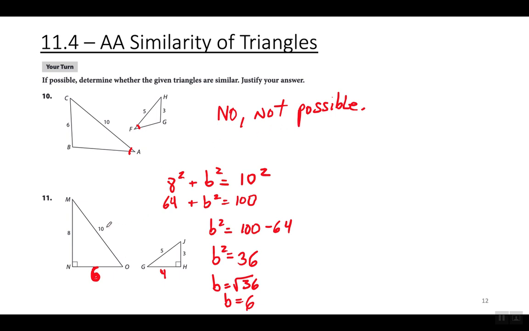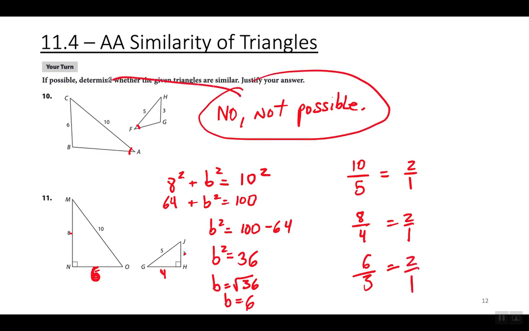All right, so the hypotenuse, I compare it to the hypotenuse and I get 2 over 1. This side, I'm going to compare it to this side. I did that wrong, I'm sorry. This side goes with this side, 8 over 4. So I'm also going to get 2 over 1. And this side goes with this side, 6 over 3. So I also get 2 over 1. All right, so the top, number 10 was no, it's not possible. Number 11 is yes, by the side, side, side triangle similarity theorem.